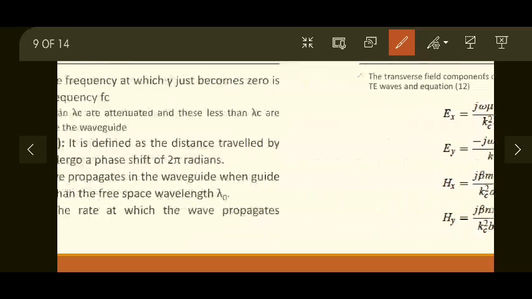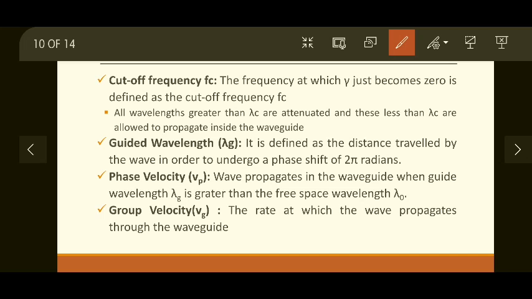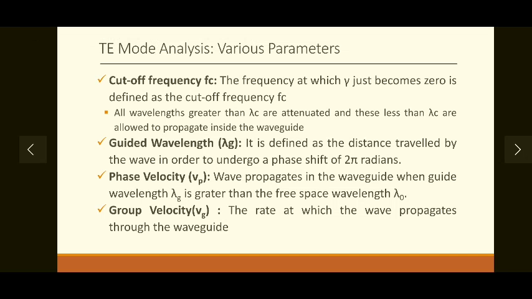Okay, apart from that, there are several other parameters that we can calculate from this equation. First of all, cutoff frequency. As we know, not all waves can pass through waveguides. Beyond a certain frequency or below a certain frequency, certain waves cannot propagate through the waveguide. Such a certain frequency is known as the cutoff frequency. In other words, wavelengths greater than lambda c or frequencies less than fc are attenuated, so they cannot pass through the waveguide, while wavelengths less than lambda c and frequencies greater than fc are allowed to propagate inside the waveguide. So cutoff frequency is important for a waveguide.